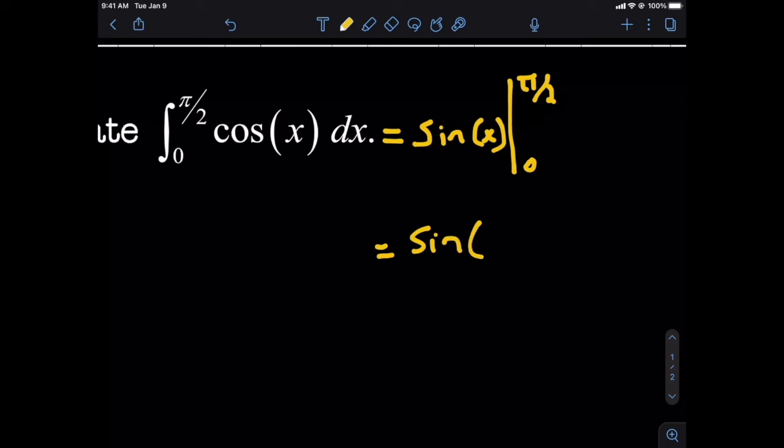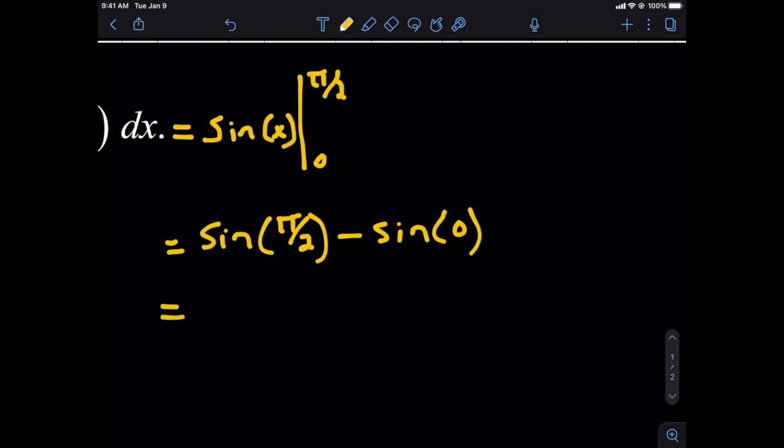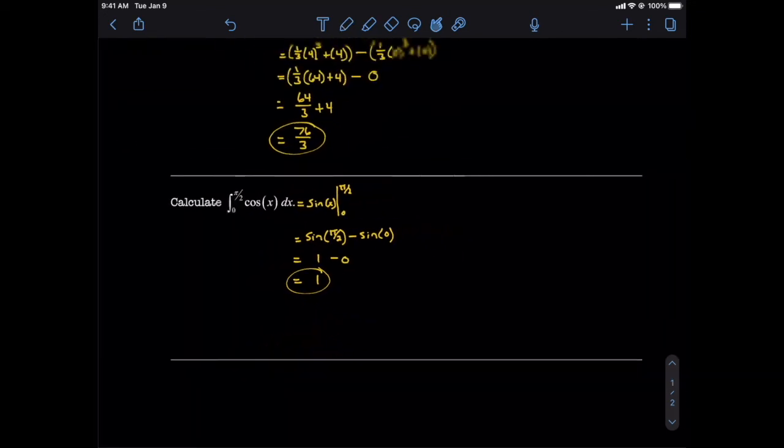So we will get sine of pi over 2. There you are. We'll scooch this over for a little more writing room. Minus sine evaluated at 0. Sine of pi over 2 is equal to 1, and sine of 0 is 0. 1 minus 0 is 1. That is our exact area. It's as easy as that.